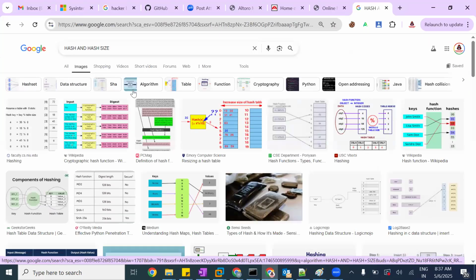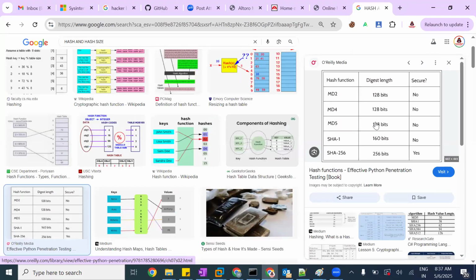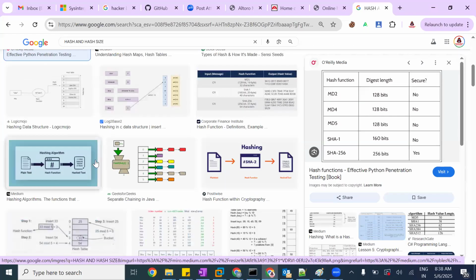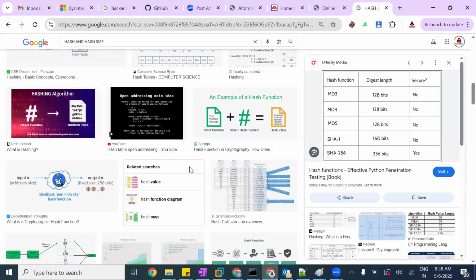What are the different hash sizes? MD5 is 128. The output of MD5 is 128 bits. SHA-1 is 160. SHA-2 is SHA-256, 256 bits. These are all old algorithms. MD4, MD2, MD5 are old hashing algorithms. You need to recommend SHA-2 or SHA-3. Secure hashing algorithm 2, secure hashing algorithm 3.